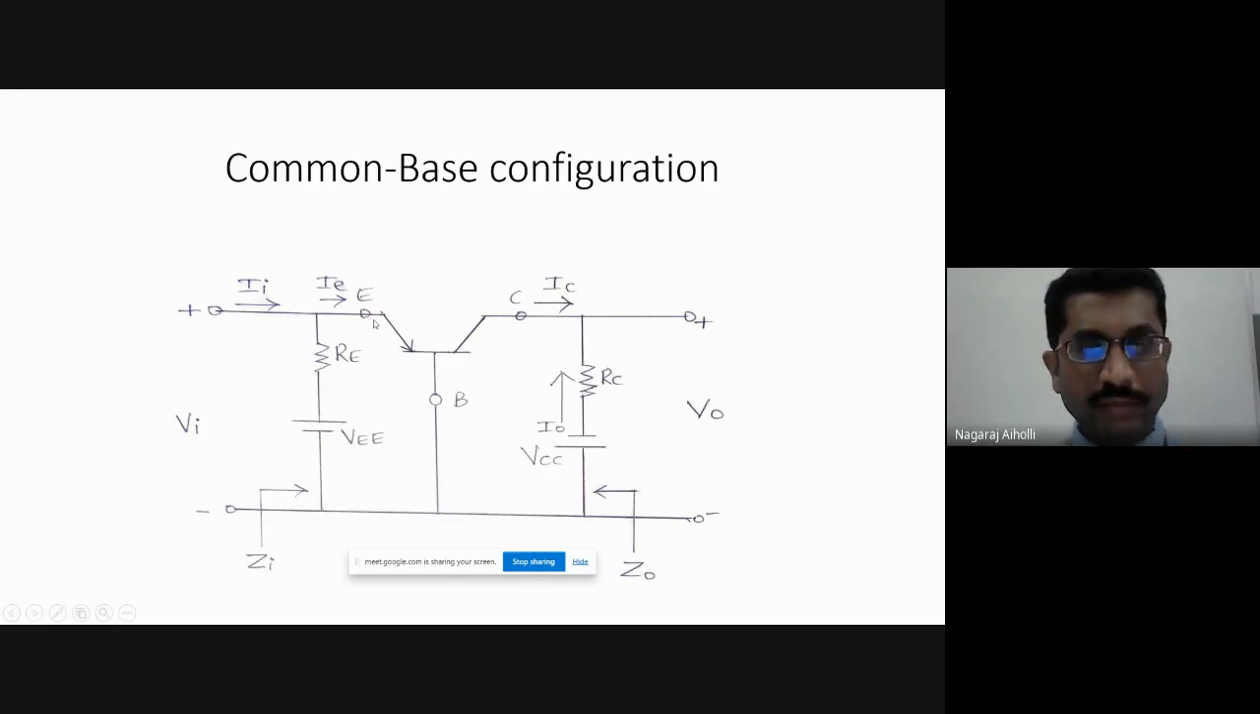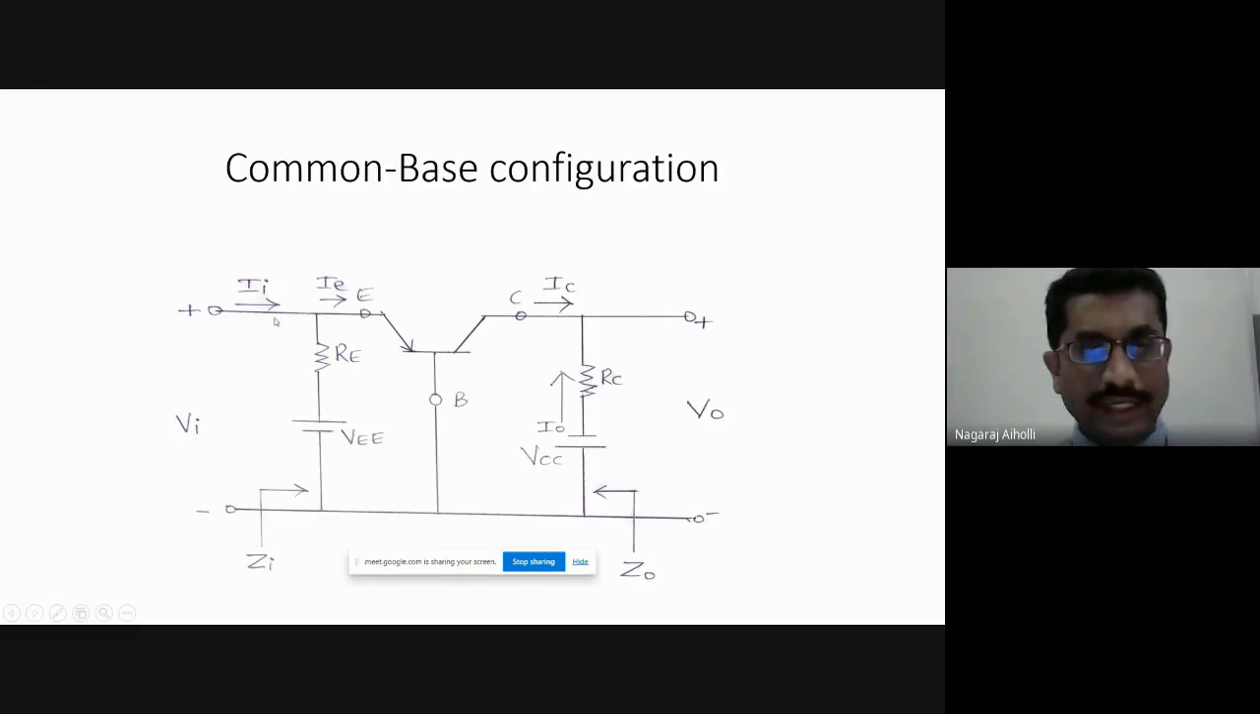Input is applied to the emitter terminal and output is taken from the collector terminal. Then the input voltage is Vi, resistance Re is connected. Then the DC voltage source VEE is applied to the emitter terminal through resistance Re. Then VCC voltage is applied to the collector terminal through resistance RC. Input impedance is Zi.